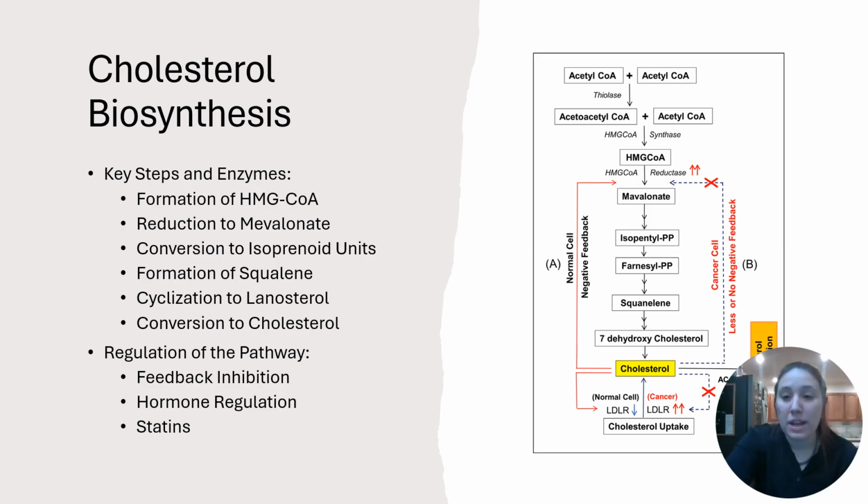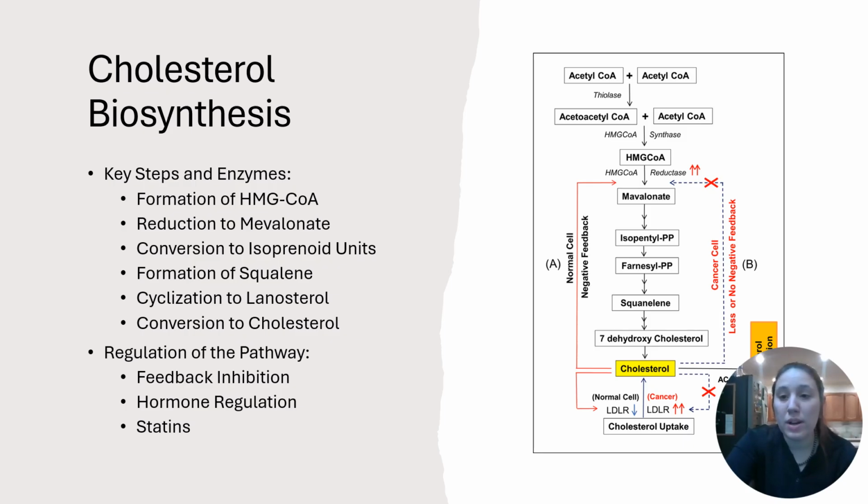All right, so cholesterol biosynthesis, also known as the mevalonate pathway, is a complex multi-step process, and this occurs primarily in the liver. This pathway involves the conversion of acetyl-CoA into cholesterol through a series of enzymatic reactions. The pathway begins with the condensation of two molecules of acetyl-CoA to form acetoacetyl-CoA. This is followed by the addition of a third acetyl-CoA molecule to produce 3-hydroxy-3-methylglutaryl-CoA, also known as HMG-CoA. The enzymes that do this are thiolase and HMG-CoA synthase.